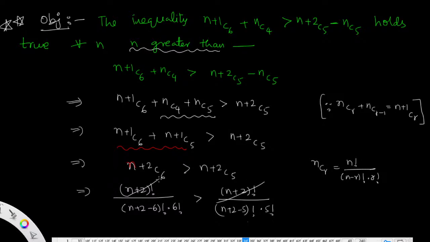So n plus 2 factorial cancels, then you get 1 by n minus 4 factorial into 6 factorial, which we can write as 6 into 5 factorial. Then 1 by n minus 3 factorial into 5 factorial. 5 factorial cancels. The remaining terms we can write as 1 by 6 is greater than 1 by n minus 3. Then n minus 3 is greater than 6. So n is greater than or equal to 9. So that is the answer.